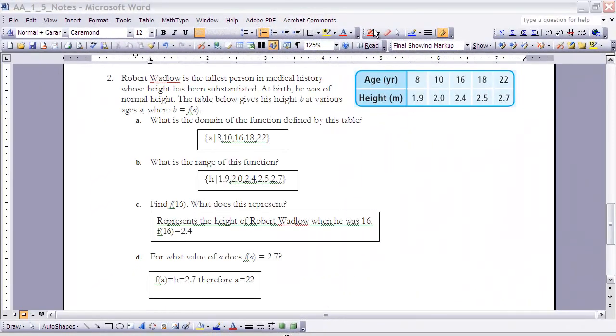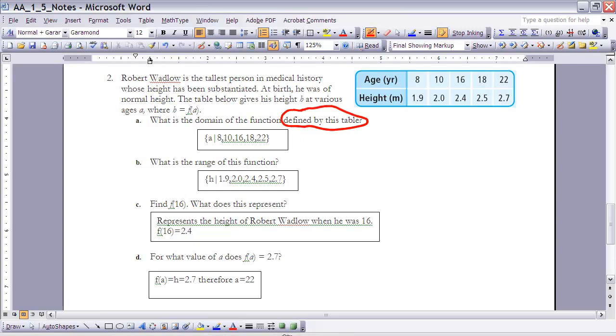Okay, the last thing I'd like to do in these 1-5 notes is to take a look at example 2. Example 2 says Robert Wadlow is the tallest person in medical history whose height has been substantiated. At birth, he was of normal height. The table below gives his height h at various ages a, where h is equal to f of a. Part A says, what is the domain of the function defined by this table? Now, a key component to this is it's asking defined by this table. So we're only interested in those values within the table.